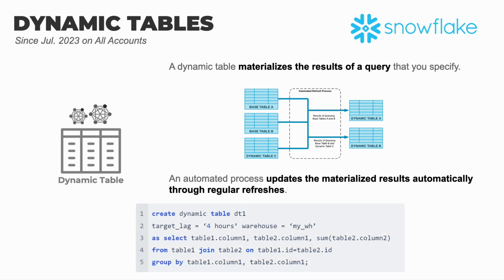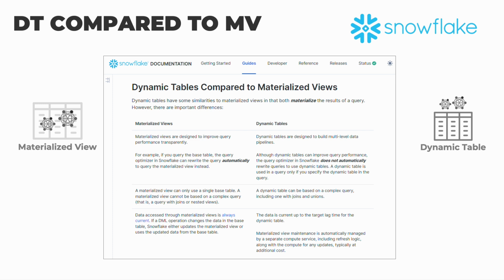Here's a definition for creating a DT, a dynamic table. And we notice the appearance of two parameters, the warehouse, which will be used to compute the various operations of this stream, and the target lag. Target lag is a kind of guarantee that Snowflake provides to ensure that your DT will never be off by more than a few hours, here 4, from your source tables. The Snowflake teams have already written an article comparing DTs and MVs.